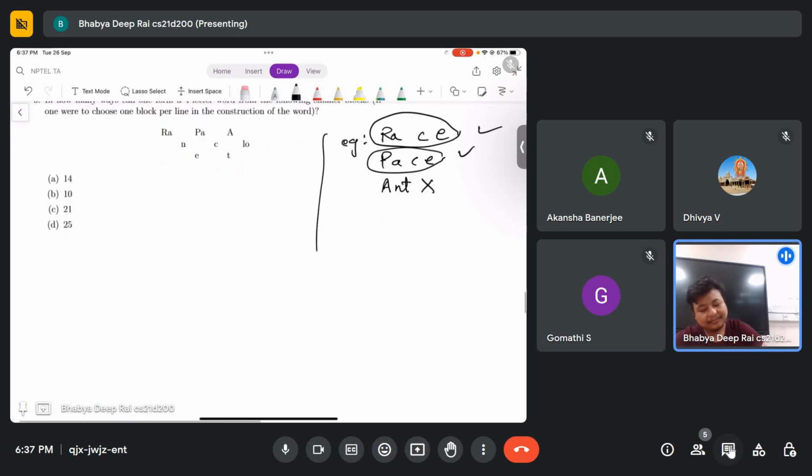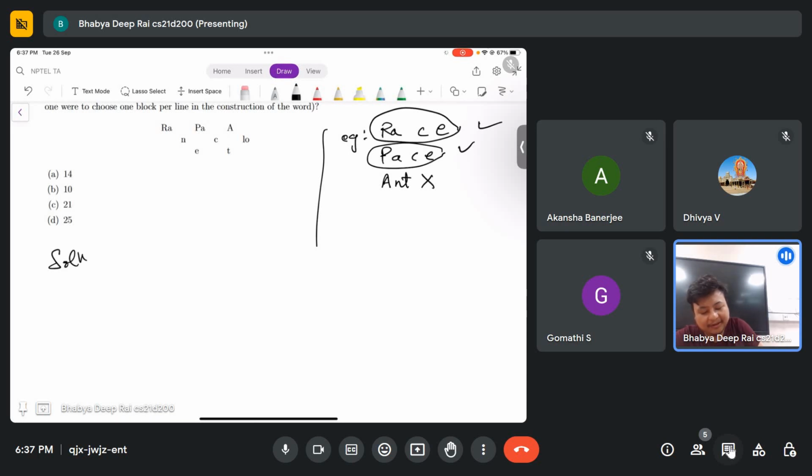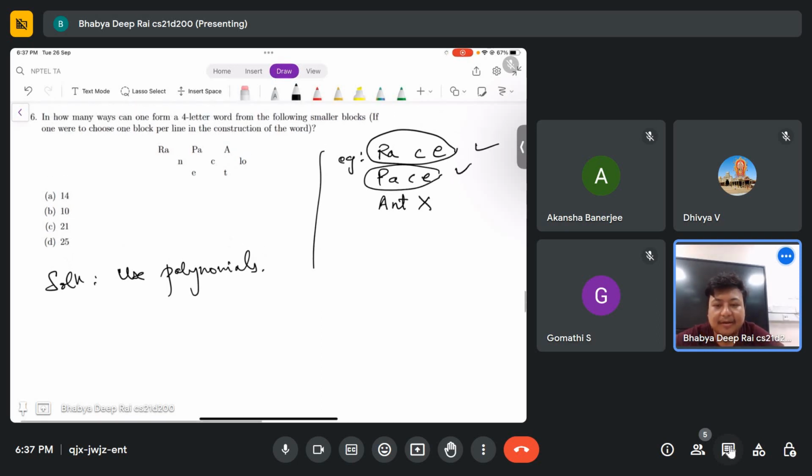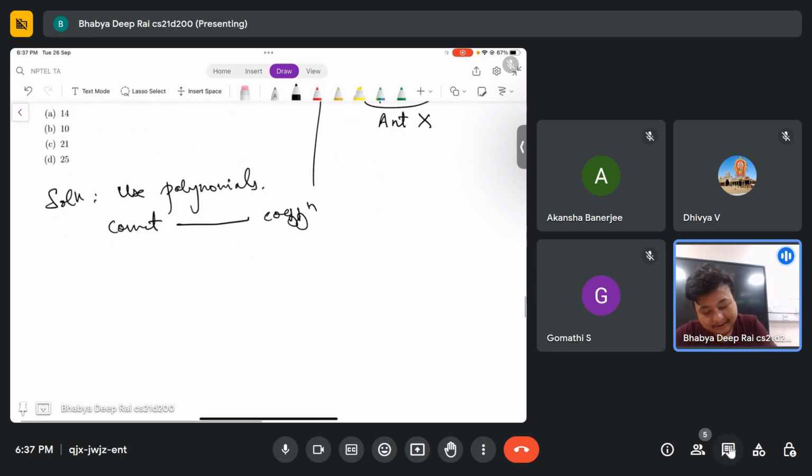Now, how do I achieve that? Well, one way to do it is by using polynomials. How do we use polynomials? We take the count to be corresponding to coefficients. Okay, in this case, that's it. Coefficients. We choose the count to be corresponding to coefficients, and I'll show that the length corresponds to the power of a term.